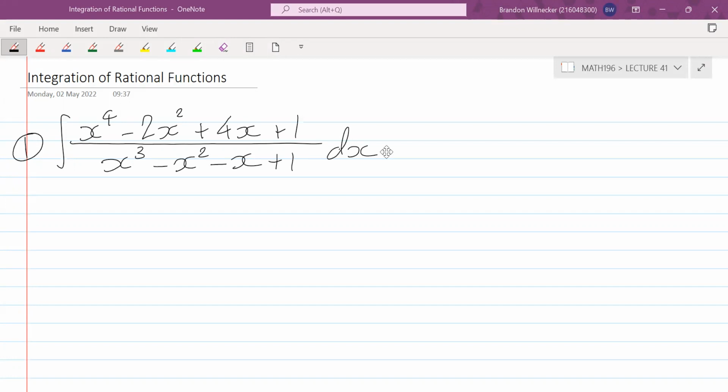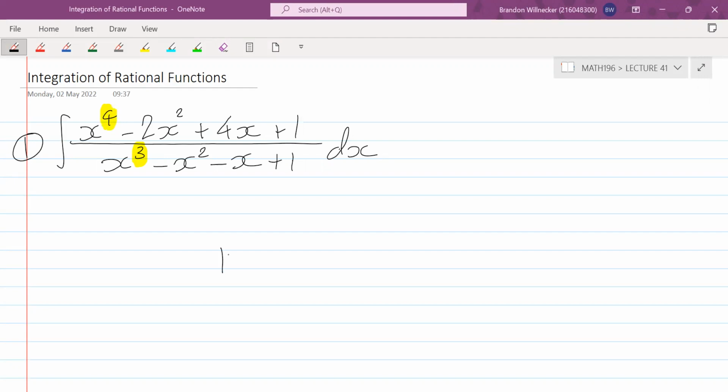Now remember, step one was to look at the numerator and the denominator and make sure that the numerator has degree less than the degree of the denominator. So here we see the degree of the numerator is 4, and the degree of the denominator is 3. Okay, so that means the degree of the numerator is bigger. So before we get to the integration, we need to do the polynomial long division, to make sure that the numerator has a lower degree than the denominator. So let's do that first.